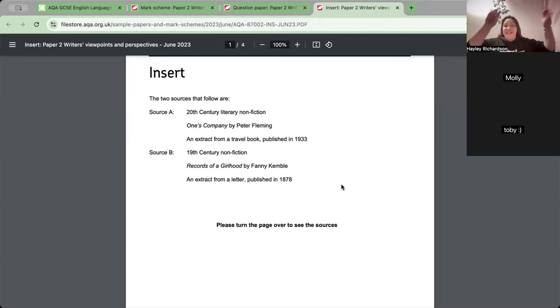So 2 papers, section A and section B on each. In each of those, section A is going to be reading and section B is going to be writing. On section A, in the first paper, you will have 1 source. On the second paper, that's the viewpoints and opinions of the writer, there will be 2 sources, and that's the one we're going to be looking at today.